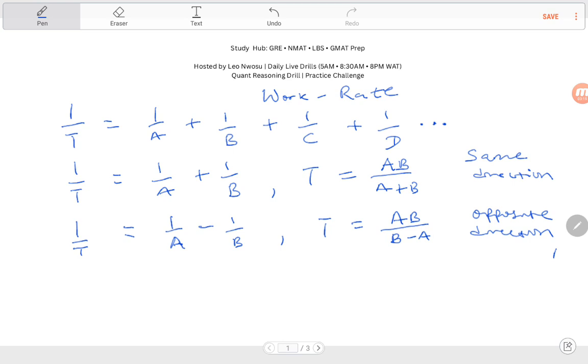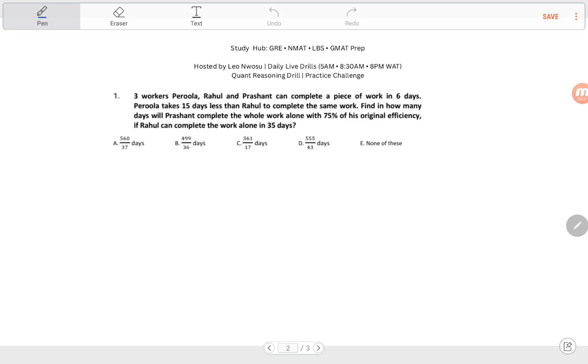Next, let's try sample questions. 3 workers, so we can just name these 3 workers A, B, and C, can complete a piece of work in 6 days. A takes 15 days less than B to complete the same task. Find how many days C completes the whole work alone with 75% of his original efficiency.